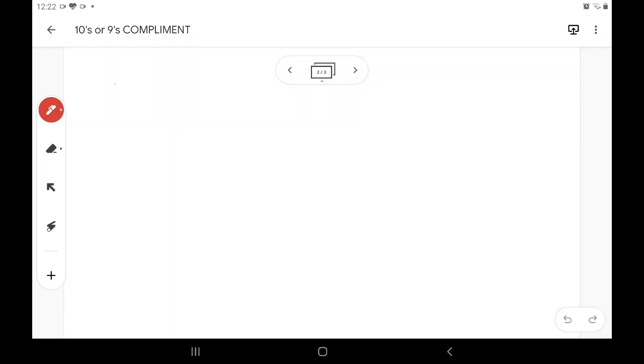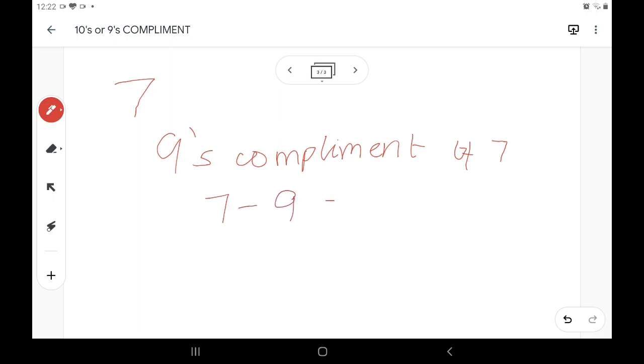Now let's find out the nines complement of the same digit. So nines complement of 7. Nines complement of 7 is nothing but 7 minus 9, which is equal to minus 2. This minus 2 is written as 2 bar, as I have mentioned, and this 2 bar is used in Vedic math calculations. Now, we will use this tens or nines complement and also find out the Vinculum number form of a number. I hope you are clear with tens or nines complement.